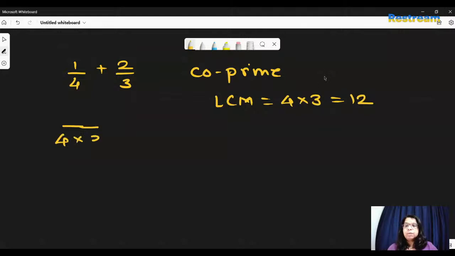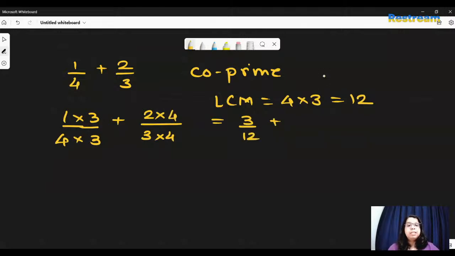So this is 4 times 3. So I'm going to multiply 1 with 3, plus this is going to be 3 times 4. So I'm going to multiply 2 with 4. So I'm going to get 3 by 12 plus 8 by 12. So since our denominators are equal now, we can write it as 11 by 12.